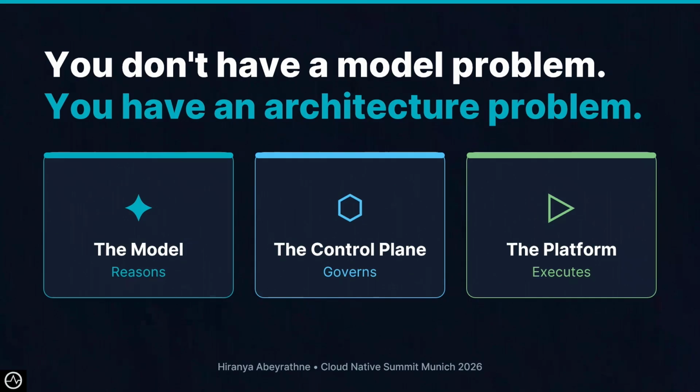So I'll close with this: if you are seeing this in production in your agent, you don't have a model problem. You have an architectural problem. The future of scalable AI systems is deterministic execution, governed capability, and cloud-native control plane architecture. So the model reasons, the control plane governs, and the platform executes. So that is the idea.